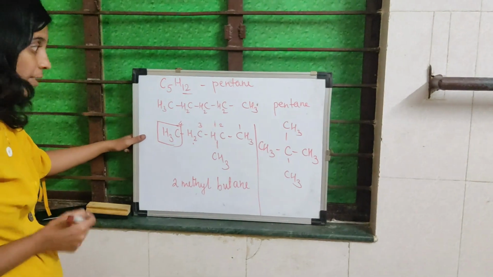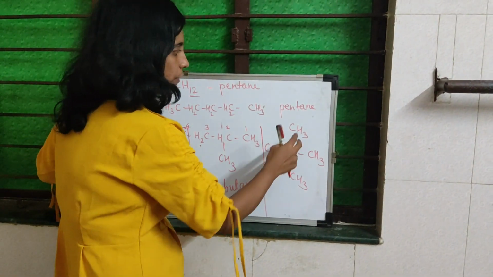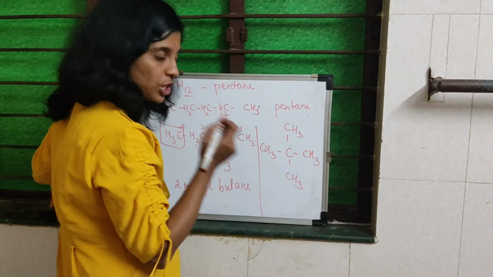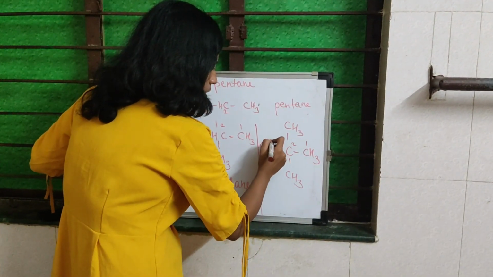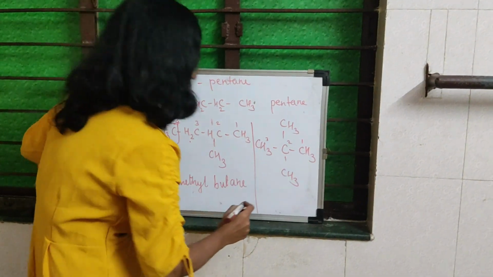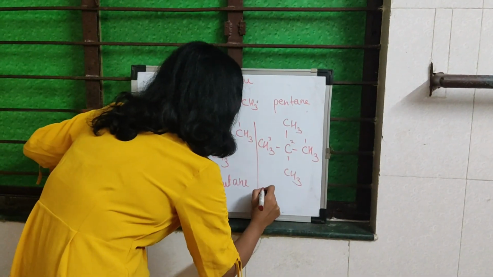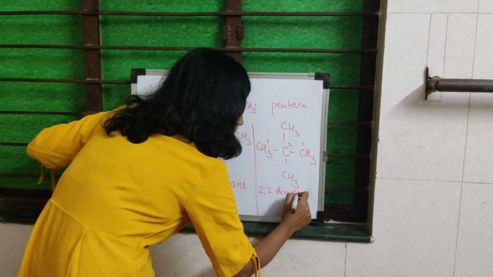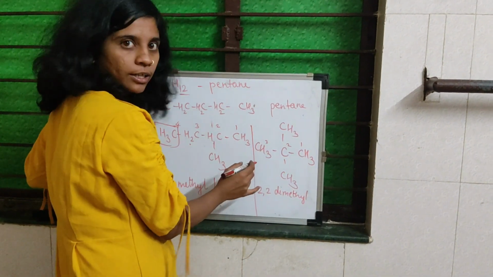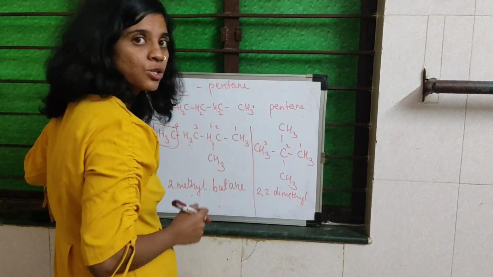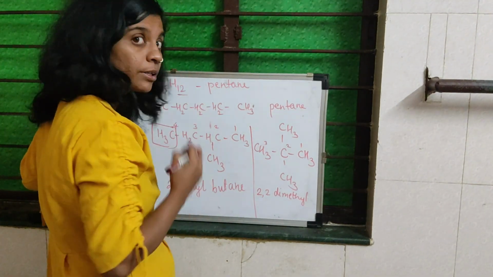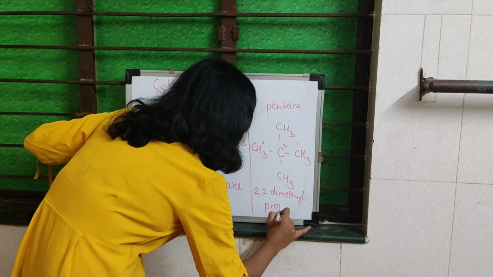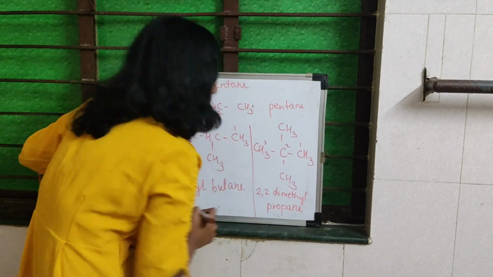Now let us name it. Again, what did I tell you? If there are 2 methyl groups, then we call it as di. And the methyl group is at which carbon? 1, 2 and 3. So it's at the second carbon. Because there are 2 methyl groups, you will write 2,2-dimethyl. And let us count the number of carbons 1, 2 and 3. So if it's a 3 carbon compound, it's called as a propane.